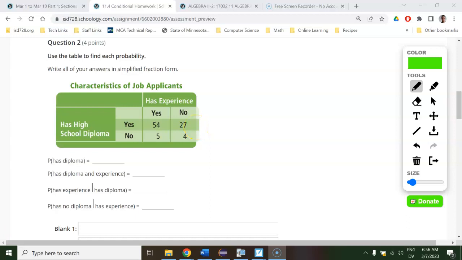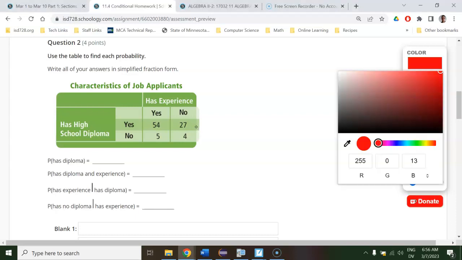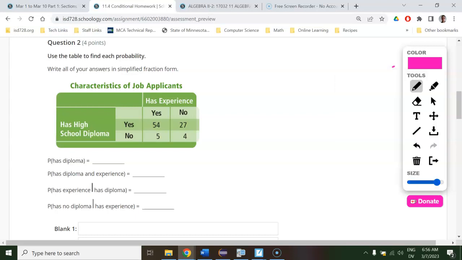All right, question number 2 from homework 11.41. Doing a bunch of different probabilities, all reading off of this table here. The first one is just has a diploma. If there's no given that line, you're looking at everybody. So the bottom denominator on this one is everybody. You've got to add up all of these numbers, and if you do that, I think you get 90. So there's 90 people total.